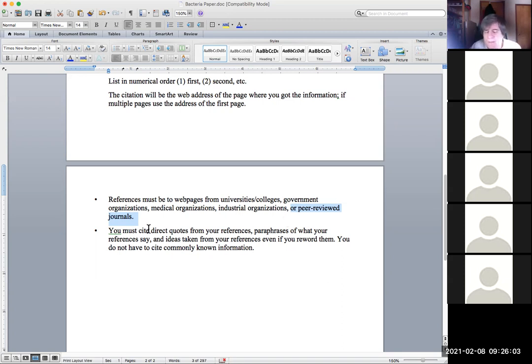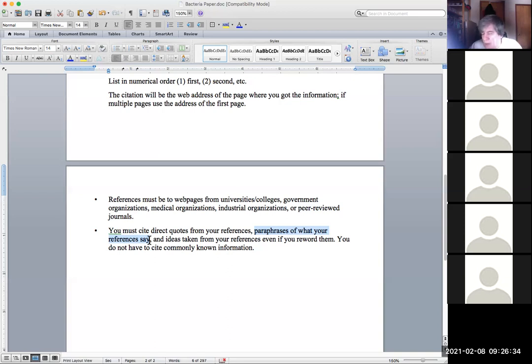Now, keep in mind, there's 3 types of things you have to cite. So you have to cite direct quotes, and they should be in quotation marks. But you also have to cite paraphrases of what your references say. Suppose you read an article by this crazy guy called Griffith, and he says, I don't think COVID-19 is caused by a virus. I think COVID-19 is caused by a parasitic worm.